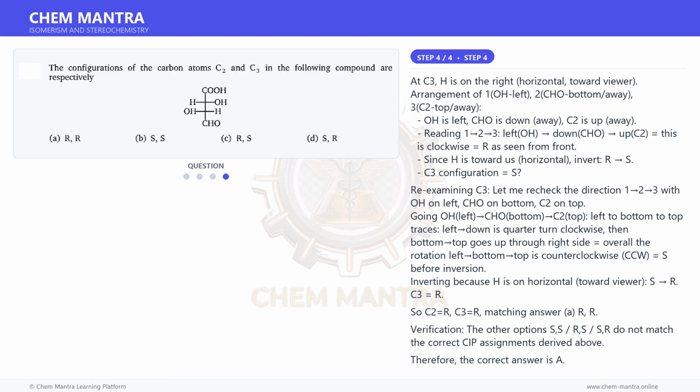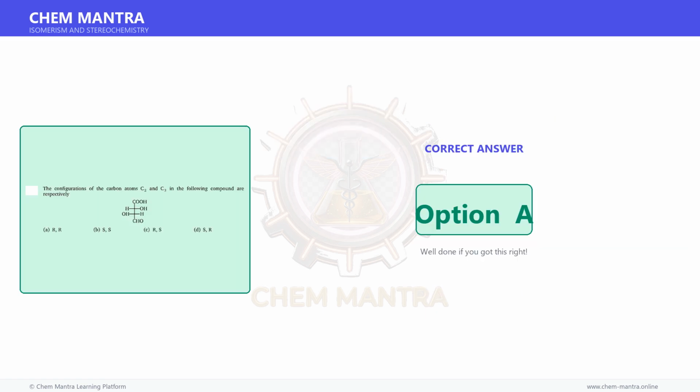So C2 is R, C3 is R, matching answer A, R, R. Verification: the other options S, R and R, S, S, S do not match the correct CIP assignments derived above. Therefore, the correct answer is option A.